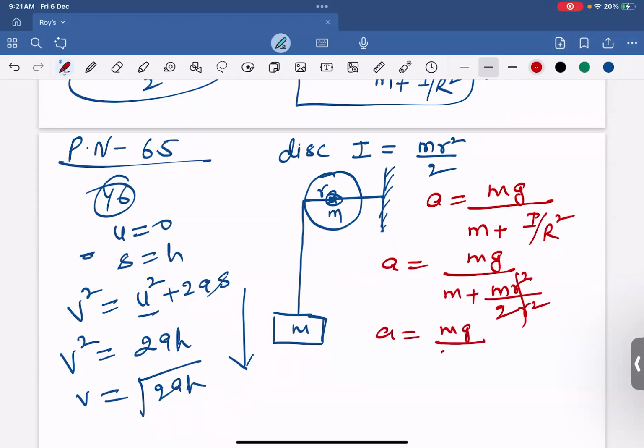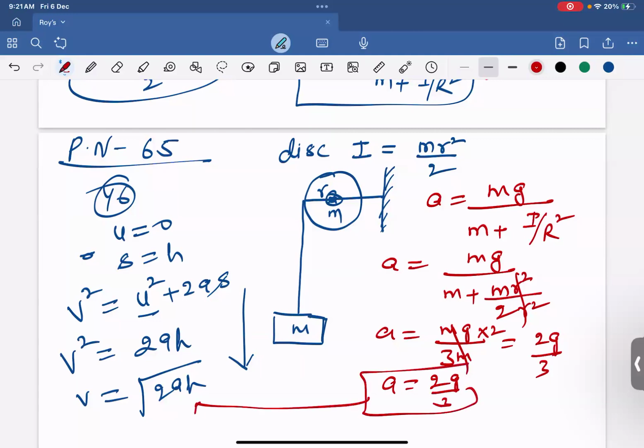So a we are getting here is mg divided by 3m by 2. I'll take 2 upward. So in place of a, I am getting 2g by 3. In place of acceleration, I am getting 2g by 3.